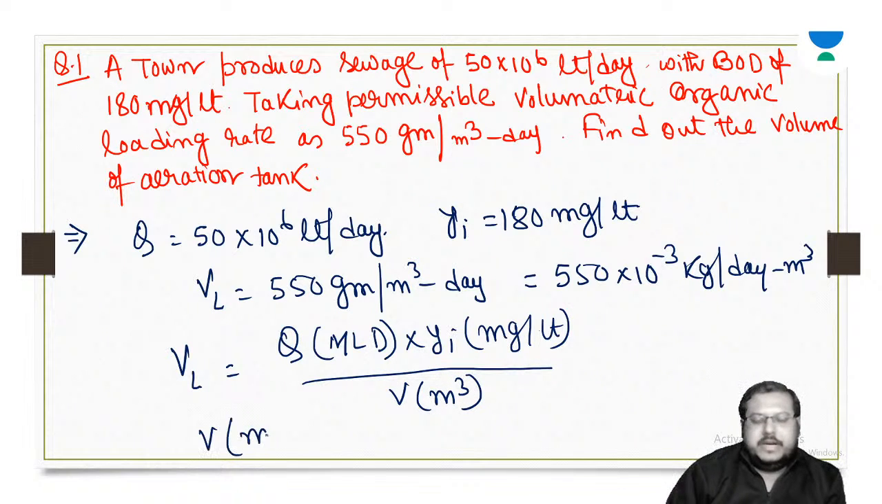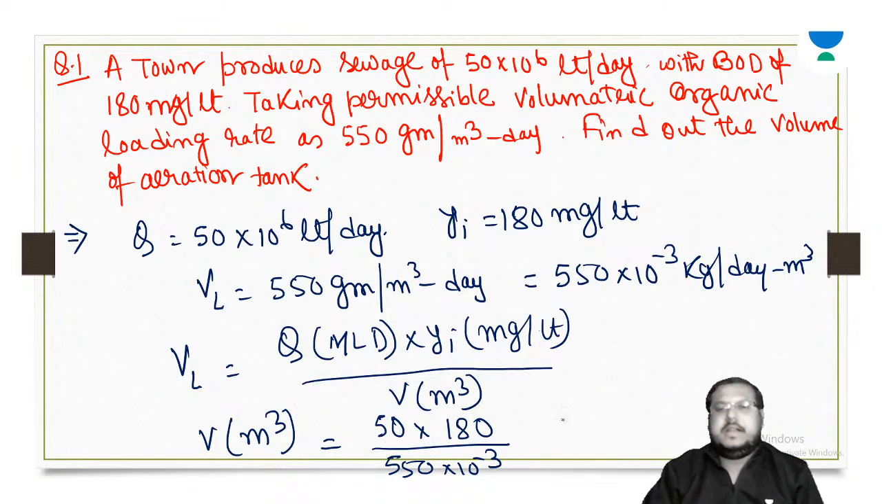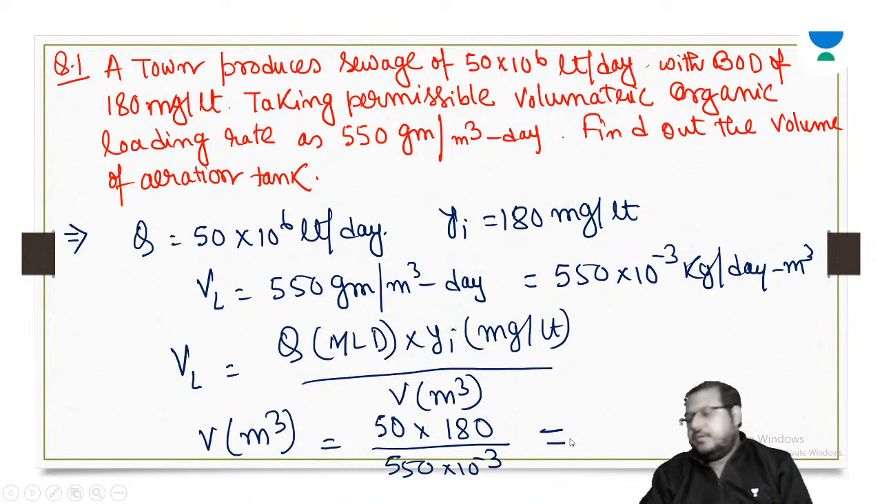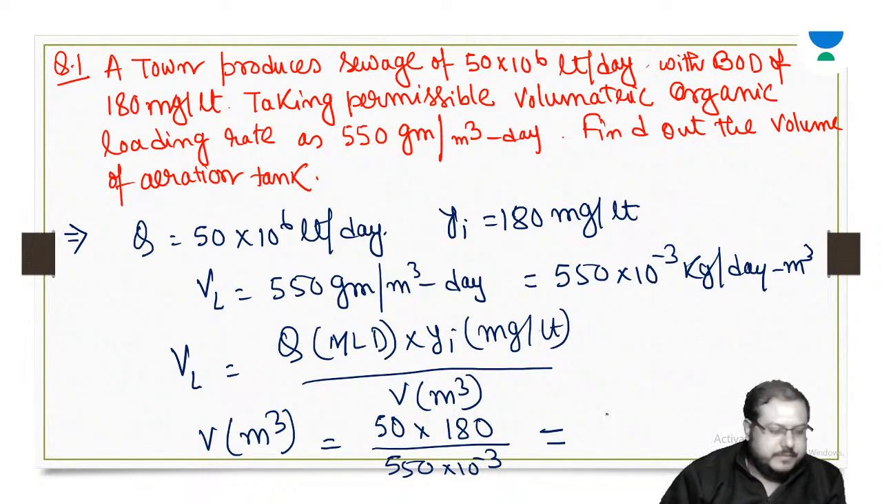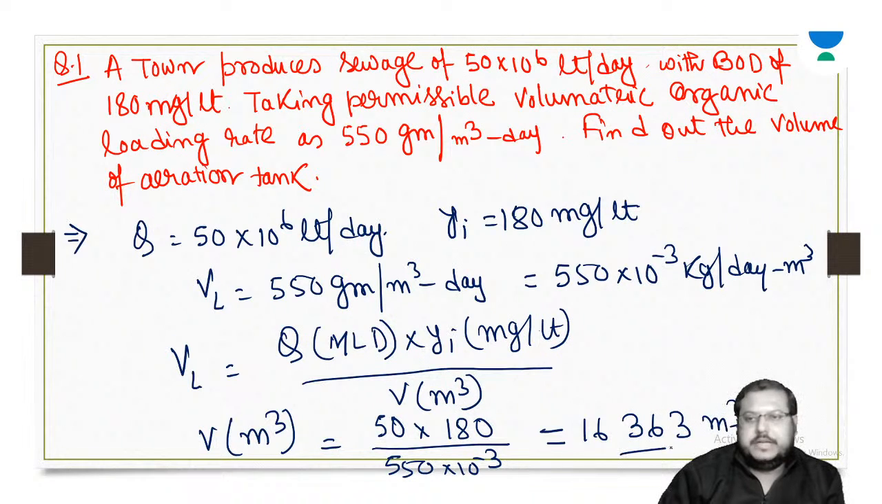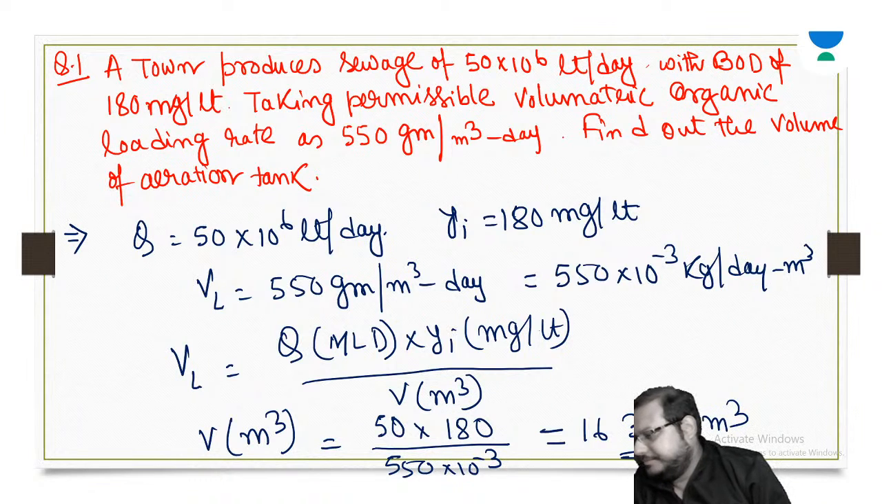So the volume will be in meter cube when Q is in MLD: 50 into 180 by 550 into 10 to the power minus 3. Then you will get the final answer with ease. Do not bother about the units there. So V will be equal to 16363 meter cube.